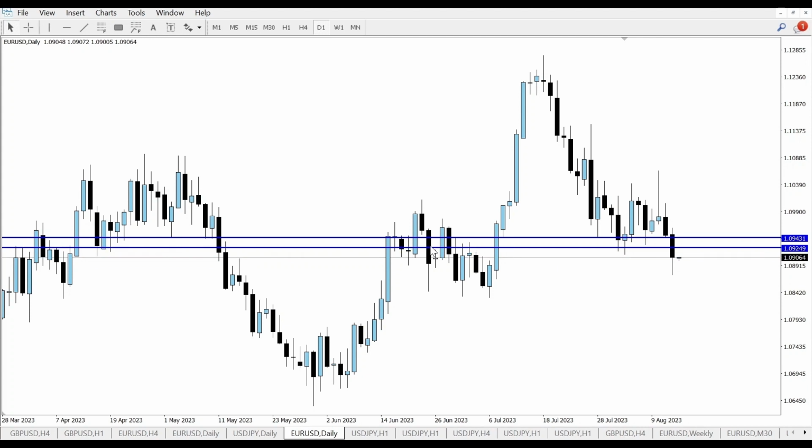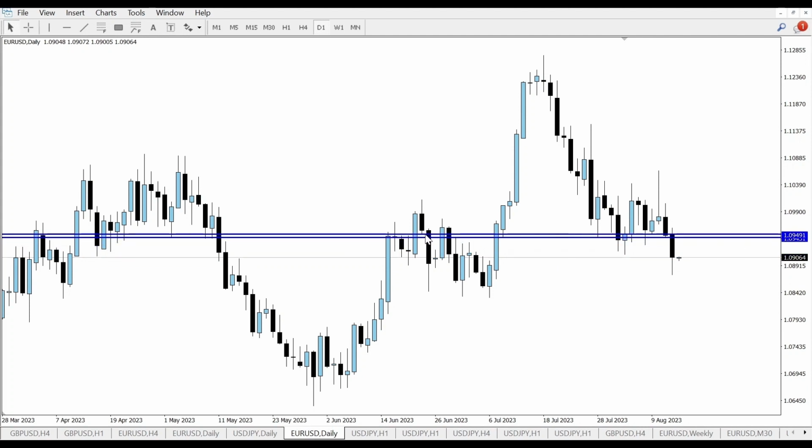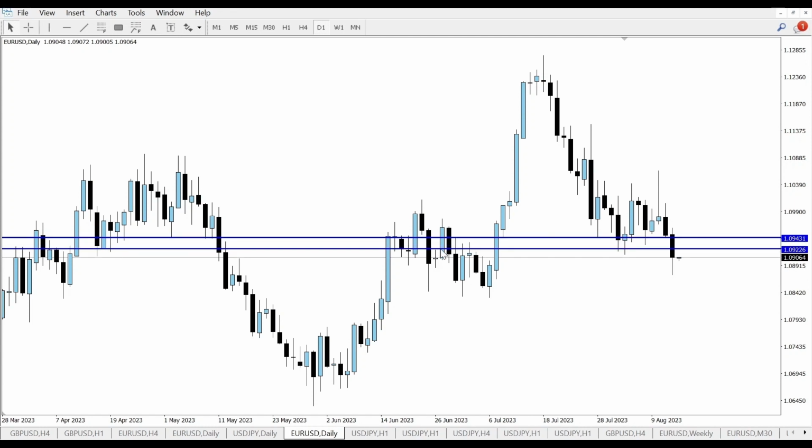And as you move further to the left, we have the premium high of this fair value gap as well, but it's in close proximity to this fair value gap, so we're going to leave it. And then we have the discount low of this fair value gap.